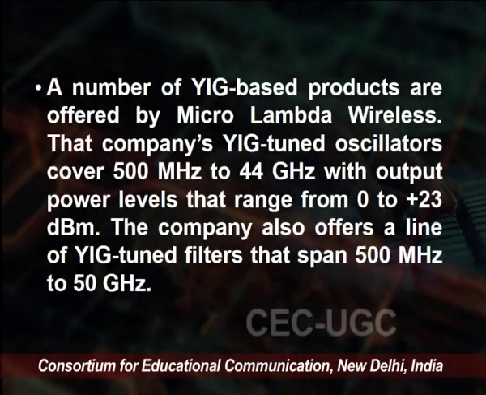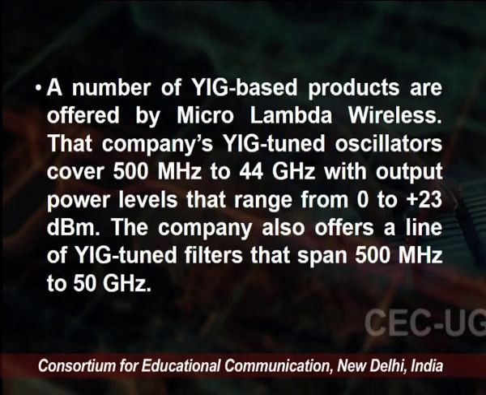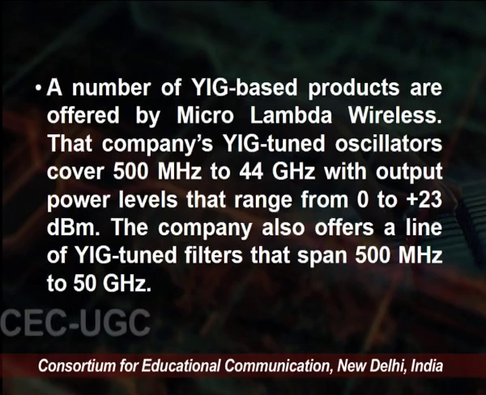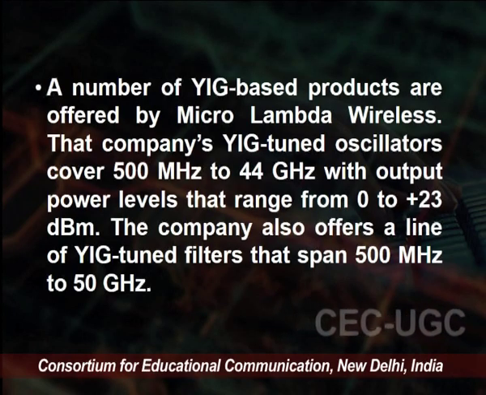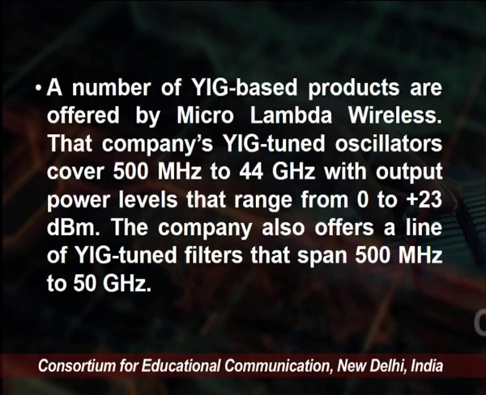A number of YIG based products are offered by Micro Lambda Wireless, which cover the range of 500 megahertz to 44 gigahertz, with output power ranging from 0 to plus 23 dBm, and that company also offers a line of YIG tuned filters that span from 500 megahertz to 50 gigahertz. Another important type of resonator is the MEMS resonator.